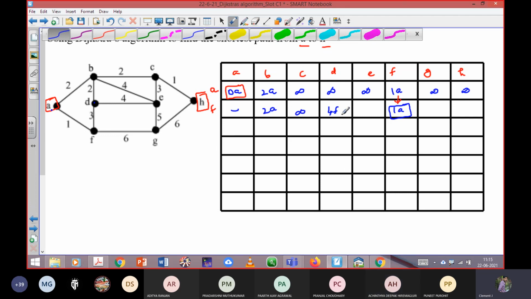Yes, sir. Someone is raising a question. Sir, why not mention 4A, since we are starting from A and the distance is coming 4? Very good question. Always, A is the origin vertex, right?